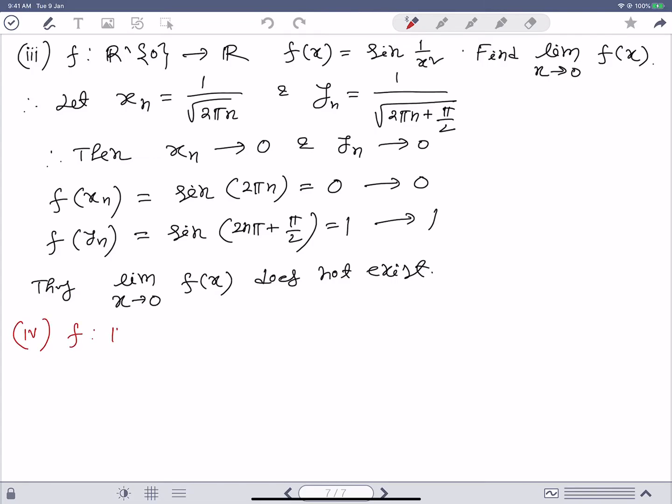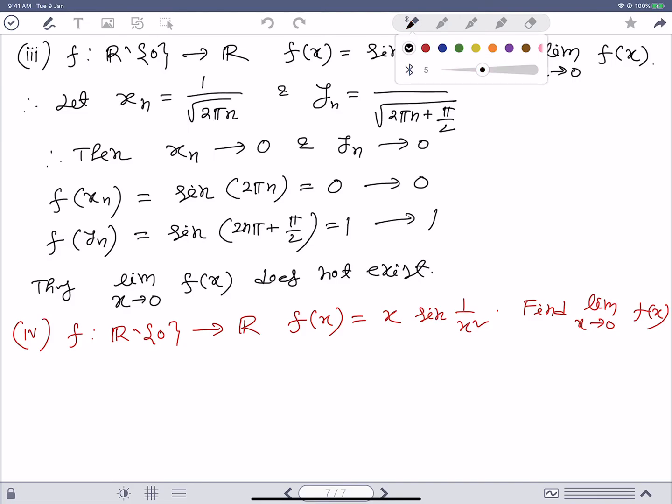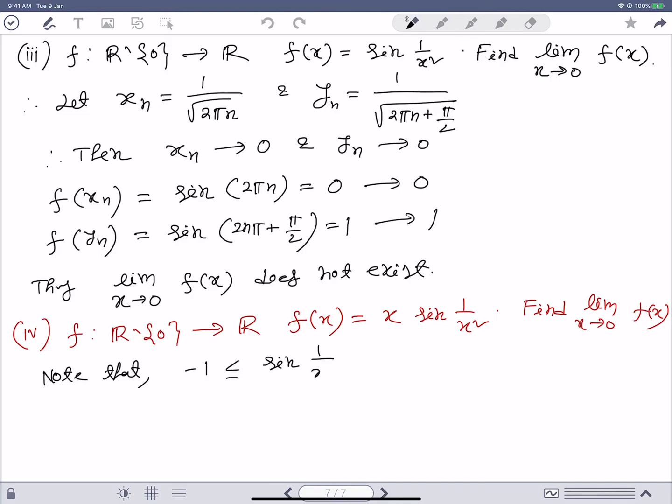Now again if we refine this example, say again let f from R minus 0 to R be a function defined by f of x equal to x sine 1 by x square, and we wish to find again the limit as x tends to 0 of f of x. Now we prove that this limit exists. Why? Now first of all check that we know that sine of any value lies between -1 and 1, right? So -1 is less than or equal to sine 1 by x square, which is less than or equal to 1, for all x belonging to R minus 0.